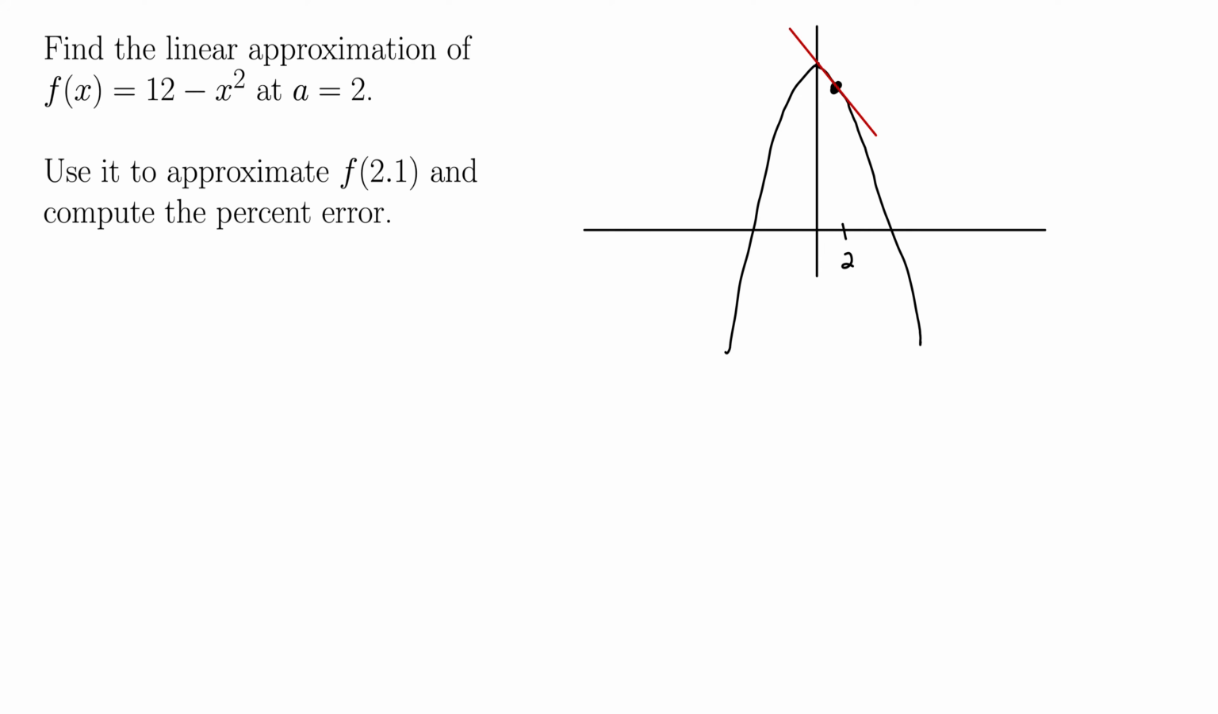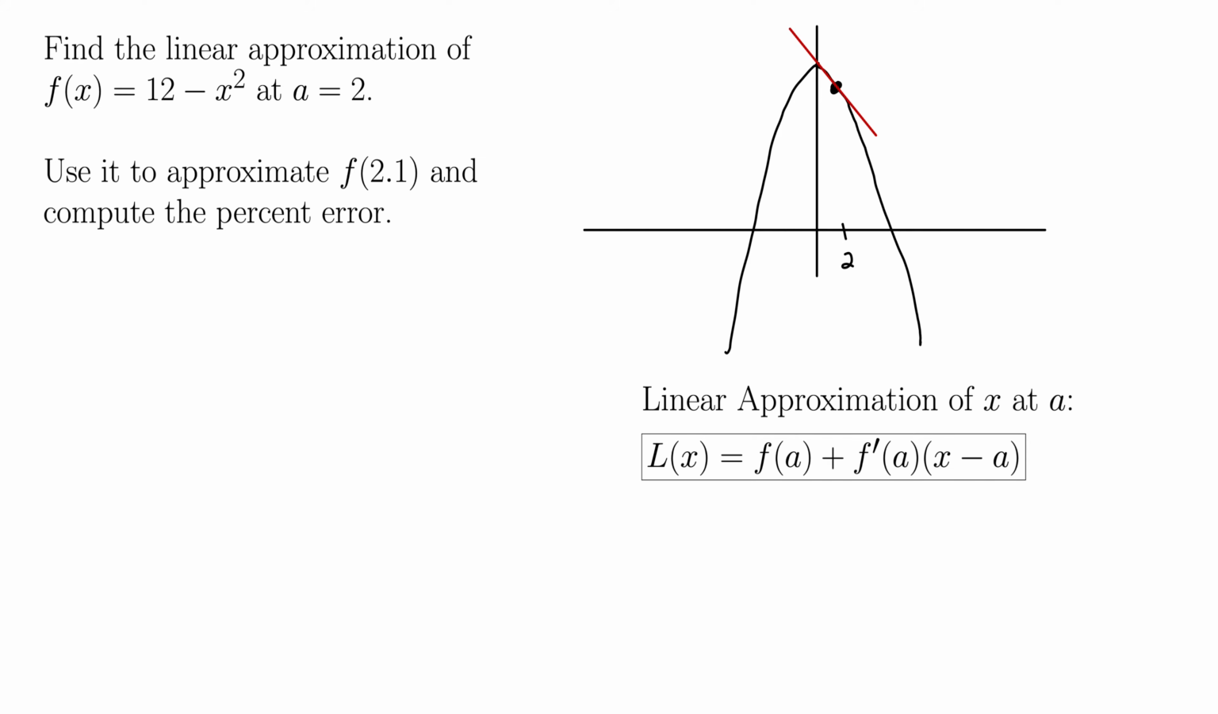Something like that. So recall our equation for the linear approximation. The linear approximation of x at a is given by L of x equals f of a plus f prime of a times the quantity x minus a. Okay, so we just need to find all these values. We already know what a is. It's 2. That's given in the problem.